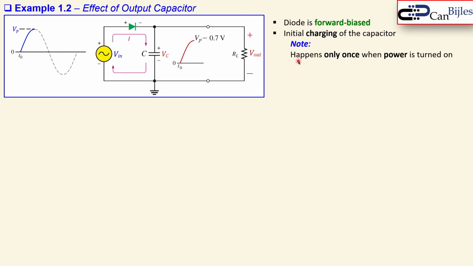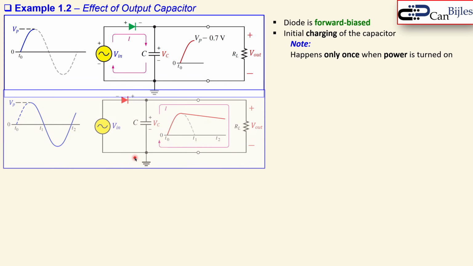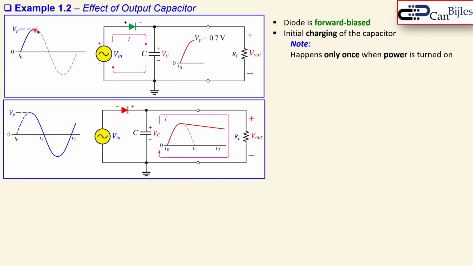Note, this happens only once when the power is turned on. So this part of the graph for the output is only at the beginning, not in the repeating cycles of your output. Now, this is for the first part. Now, if you go from this all the way to the second part of the phase, also actually the 75% of the waveform, from the peak to T1 and from T1 to T2, the following thing happens.